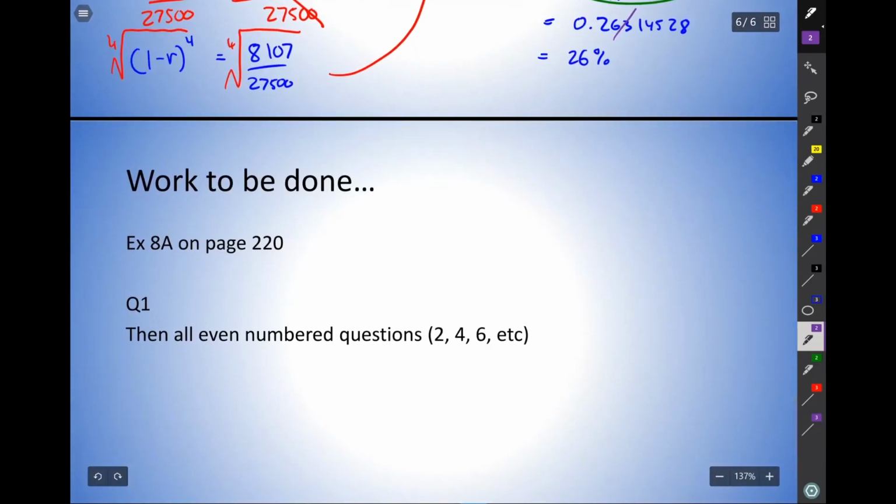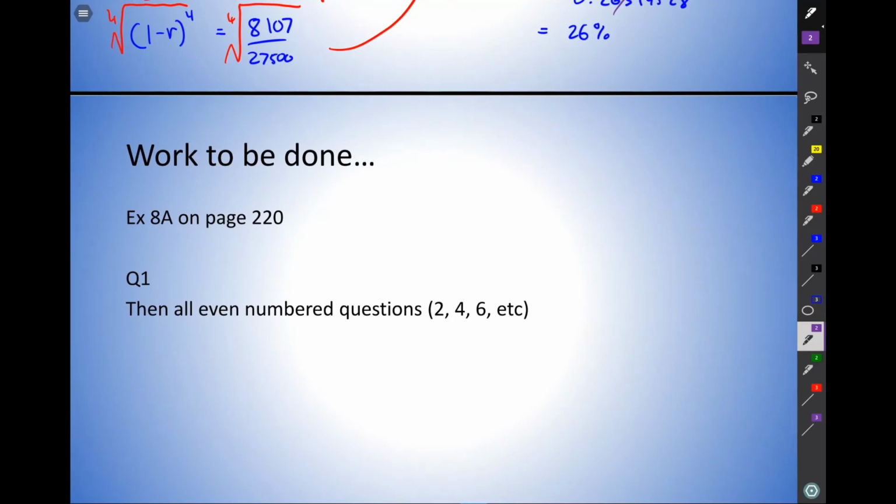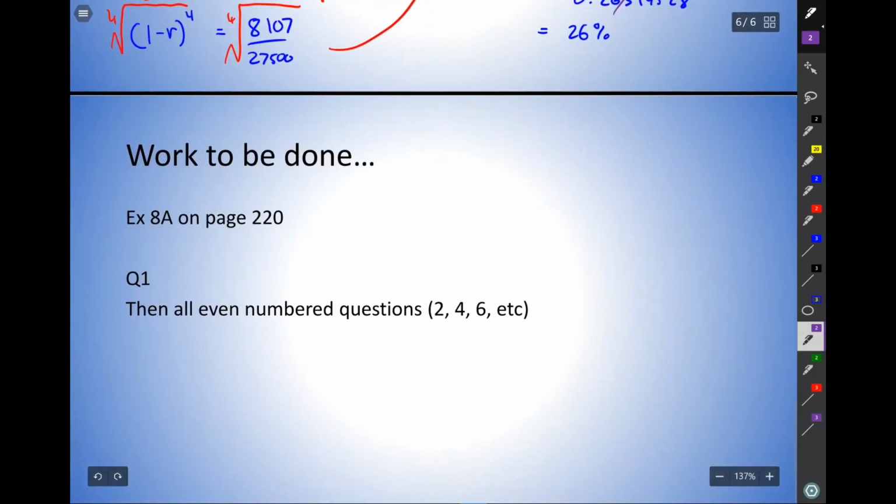But you'll get a chance to practice it here, and I just want you to make sure that if you get to one of these questions where you need to rearrange the formula and you're not comfortable with it, that you ask me for some help. So you're going to be going to exercise 8A and start from question 1, and then just do all the even numbered questions after that.